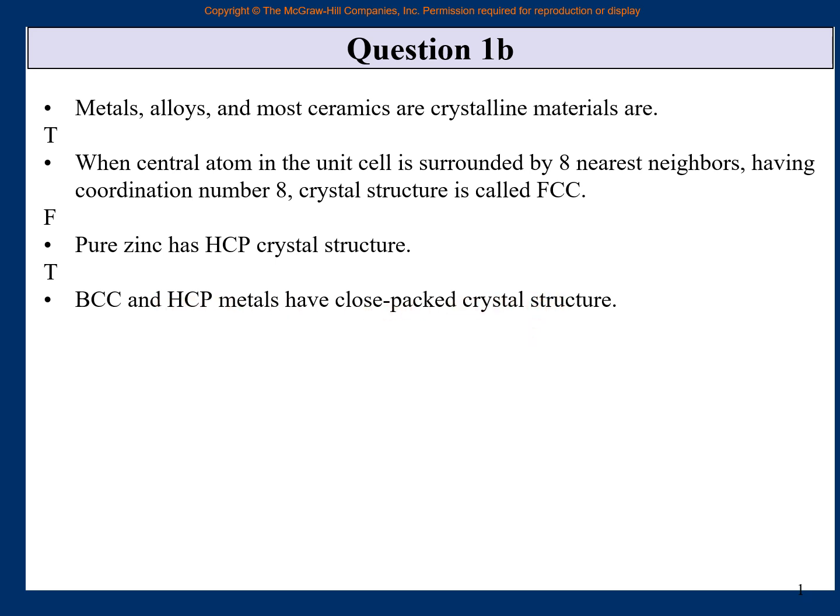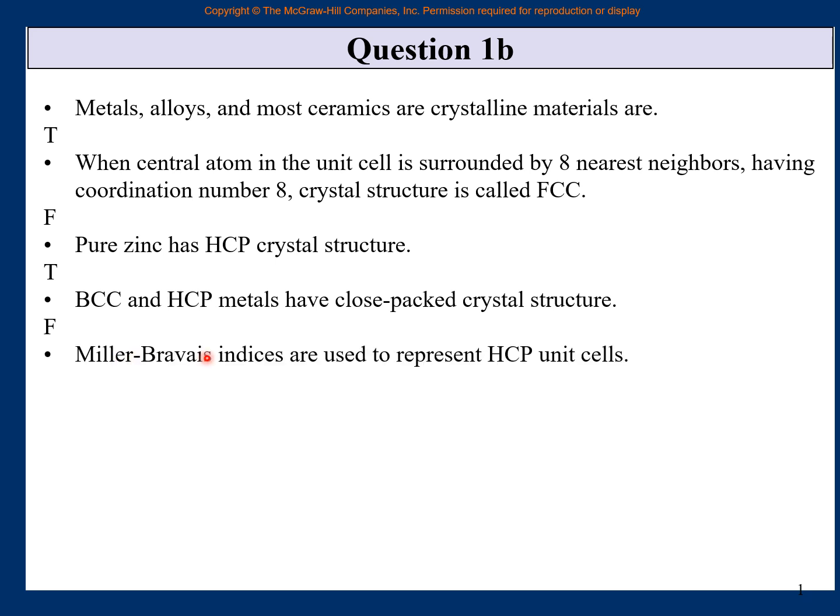Next one, BCC and HCP metals have close packed crystal structure. Remember when you were doing atomic packing factor, for BCC it was say 0.68. You find for FCC it is higher and so on, right? So here it's a small trick. If this was FCC, then FCC and HCP both are close packed. HCP is of course directly close packed, but we have mixed BCC here, so therefore this is false. BCC is not close packed. If it was FCC and HCP, then it was totally true. Right now it is half true, which means false.